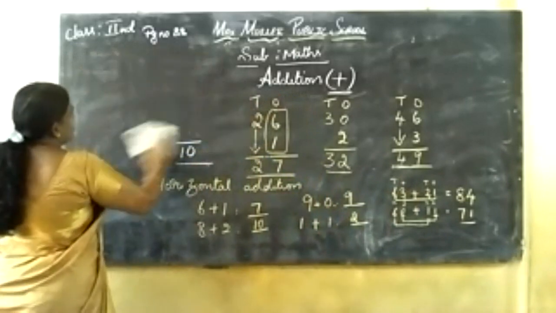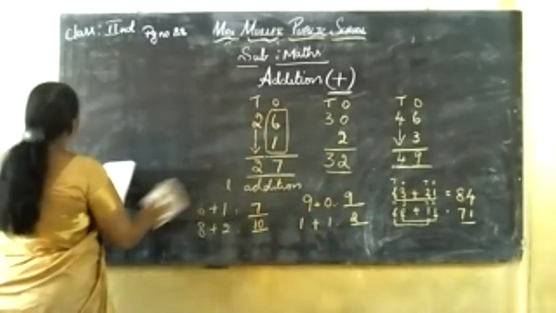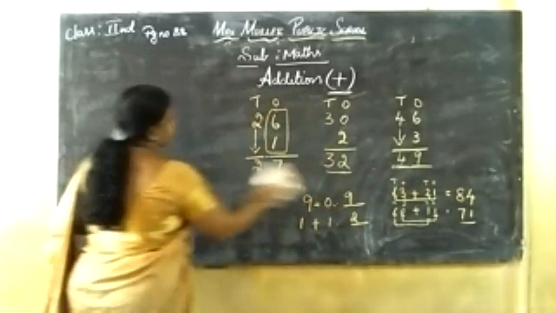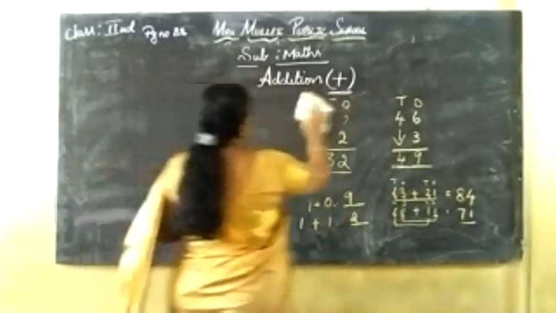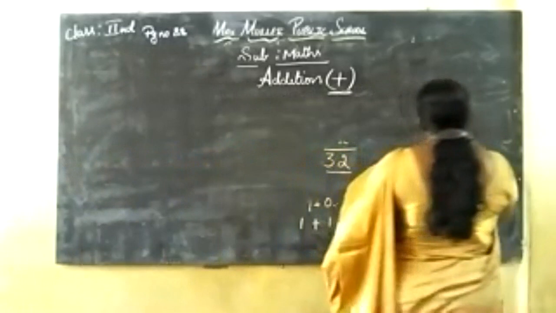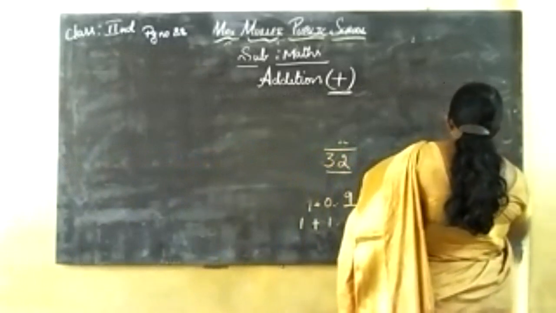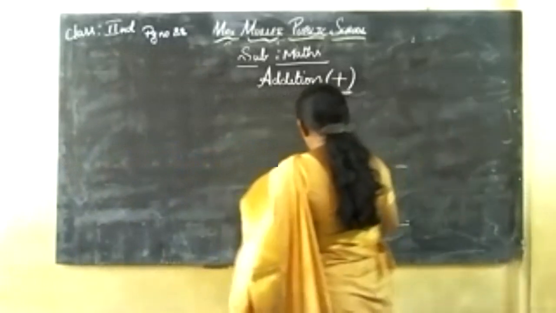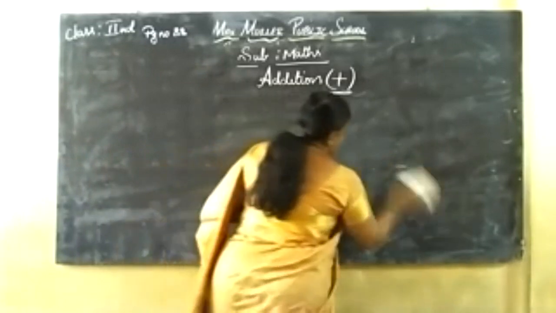Now close your rough note and open your textbook, page number 88. Sharpen your pencil, children. When you are writing, sharpen the pencil and write. Listen properly. Then only you can do it easily.